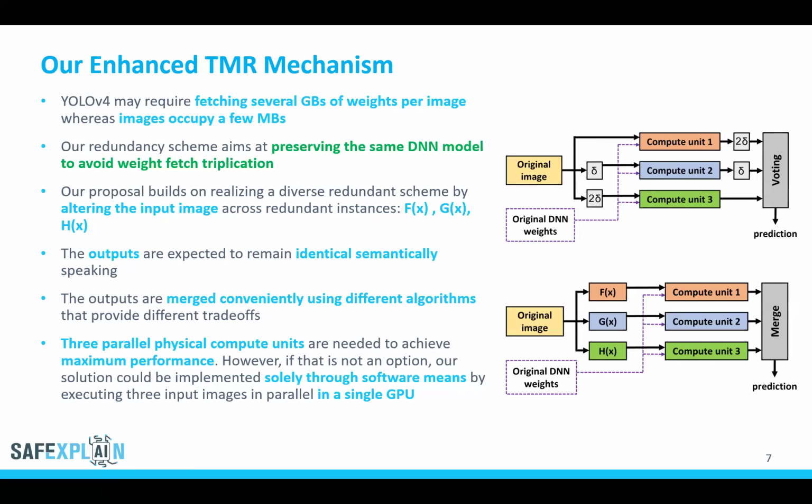So what we will do is merge these outputs using different algorithms that provide different trade-offs, as we will see later in the evaluation. Note that we need 3 parallel physical compute units if we want to achieve the maximum performance. But if that's not an option, we can implement this purely in software by simply executing the 3 inputs in parallel in a single GPU.